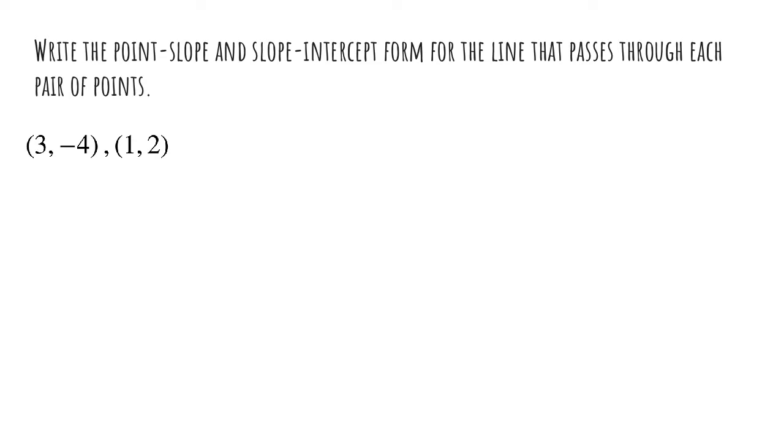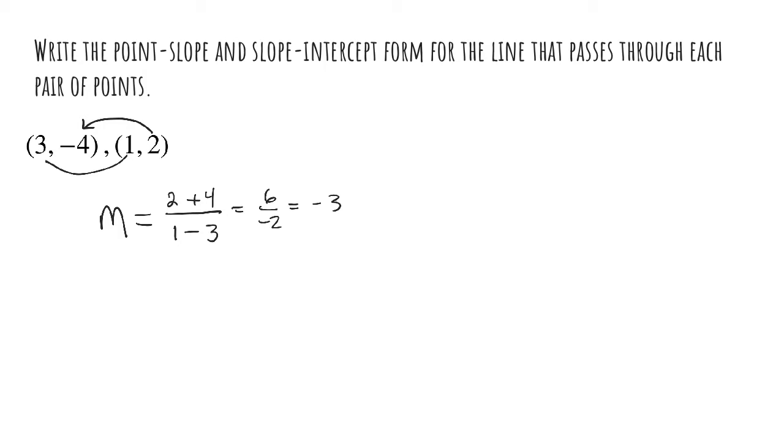So when we're given 2 points, like always, our first step is to find the slope. So we have to figure out what the slope is. We start with 2 minus a negative 4 over 1 minus 3. That gives me 6 over negative 2, or negative 3.